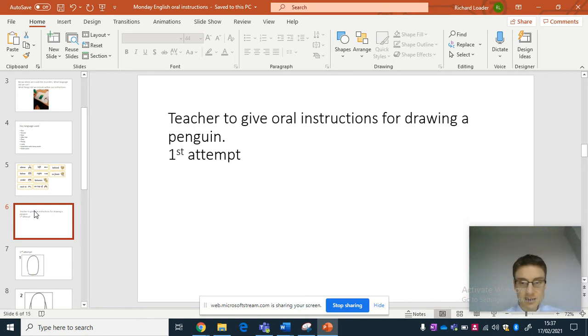So I'm going to give you oral instructions to draw a penguin. It's going to be a bit like a Rob Biddulph, but you can't see what's happening or what needs to be done. So the first instruction is to draw a shape. It's an oval shape, almost like an egg shape, but at the bottom the line is flat, but at the top it's curved like an egg.